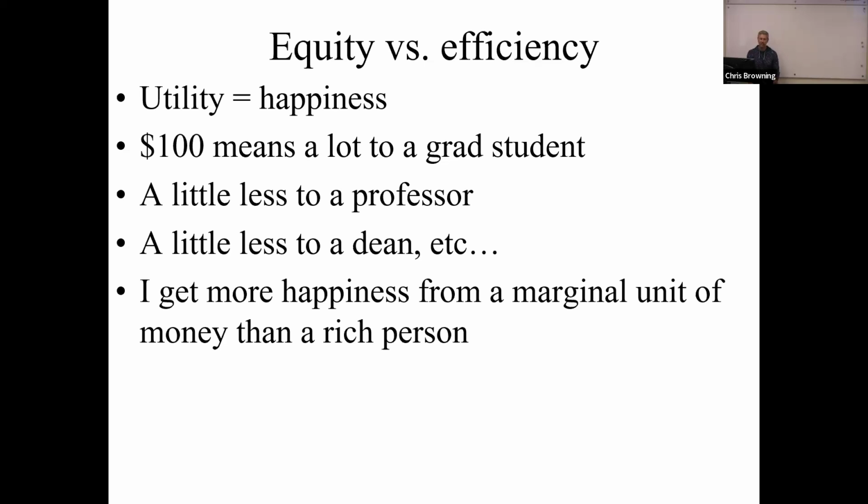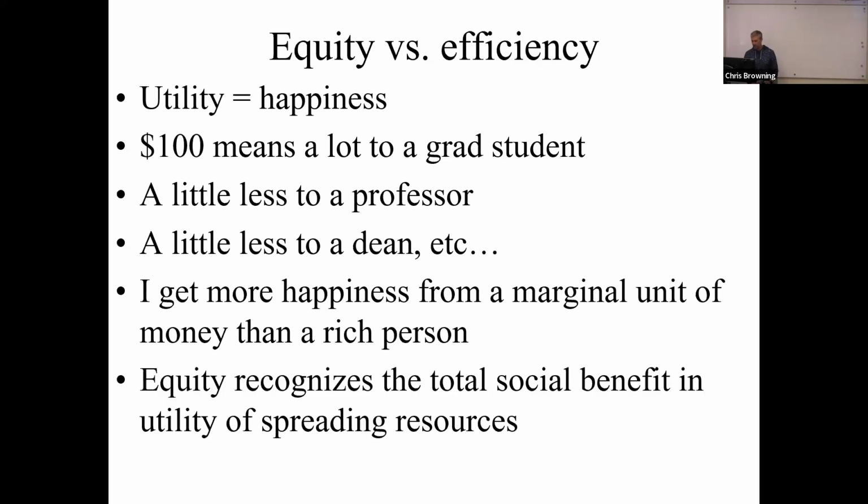If I had a classroom full of deans and said, hey, listen, I taped a $5 bill under your chair, they're like, I'm not even going to waste the time to look under my chair. I think you're probably lying. And so the marginal utility of consumption from an additional unit decreases as our resources increase. Okay? And so if that's true, we have to understand the difference between equity versus efficiency. Equity recognizes the social benefit of spreading resources, right?